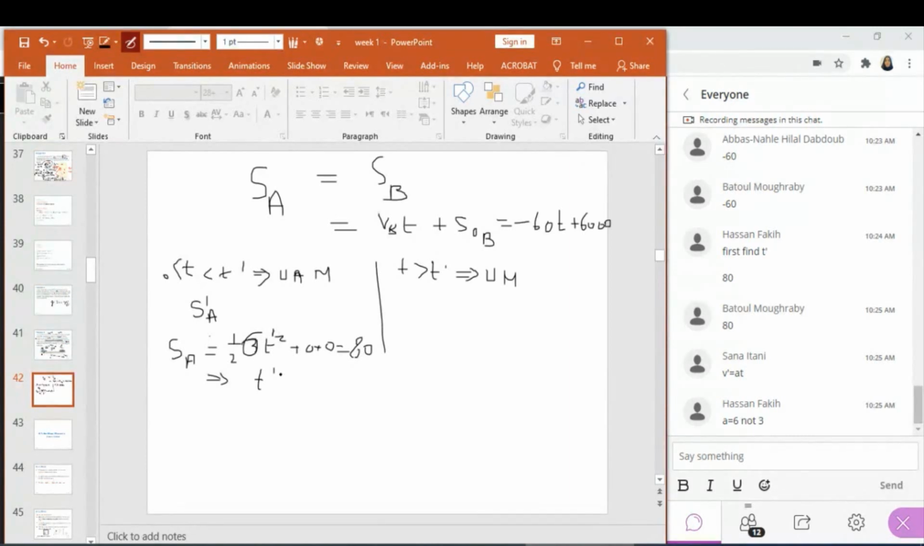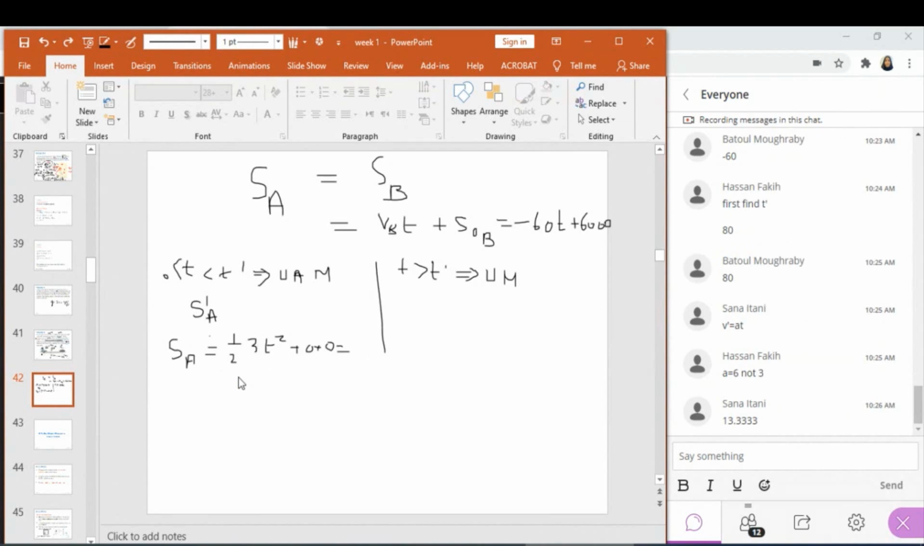I think I have an error here. No, 80 is the velocity, guys. I should first find T prime from the velocity. So I should use the equation of velocity to find T prime, and then I can find S.